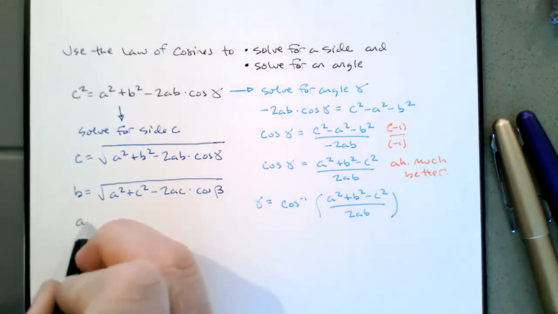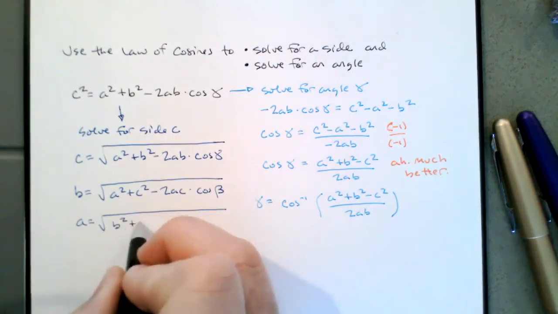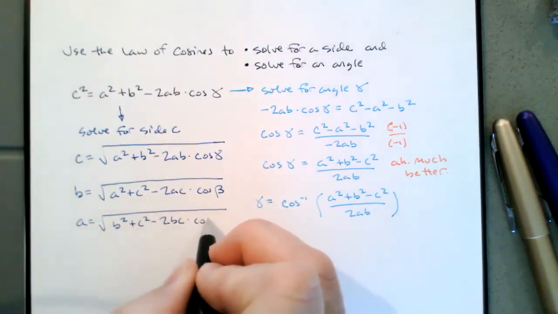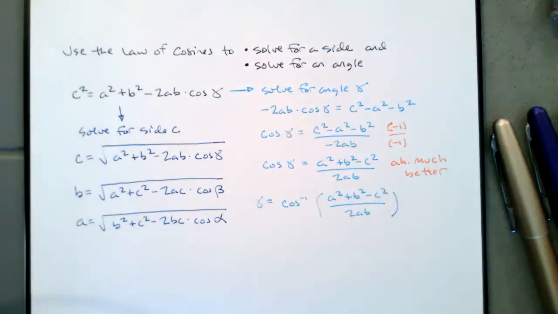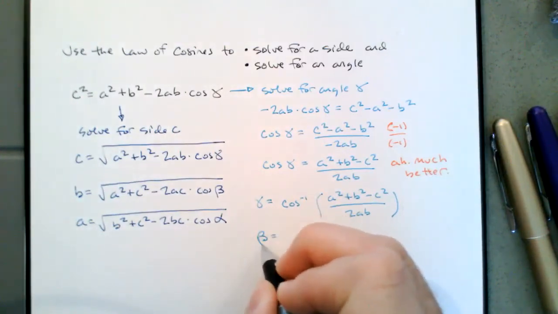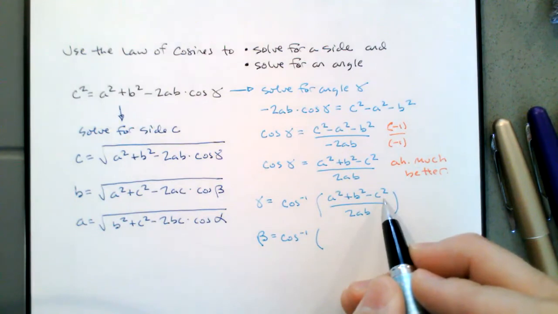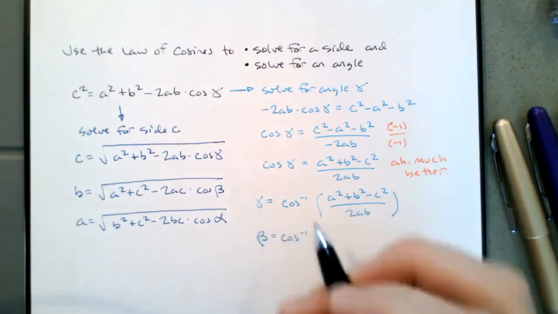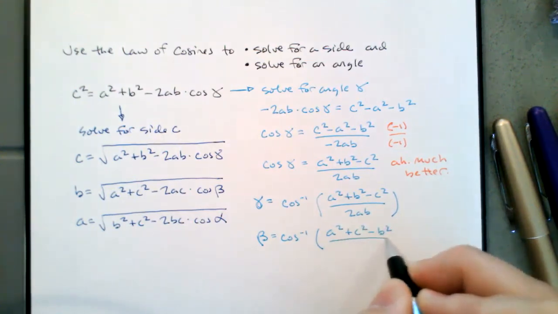And the variation for side A will be the square root. Now I'm just going to switch the A and the B: B squared plus C squared minus 2BC times the cosine of alpha. We can also do the same permutation trick on angle gamma by trading angle gamma for angle beta. So beta will be the cosine inverse of, let's see, all the C's are going to become B's, and all the B's are going to become C's because I switched from gamma, which is a C angle, to beta, which is a B angle. So I'll have A squared plus C squared minus B squared over 2AC.